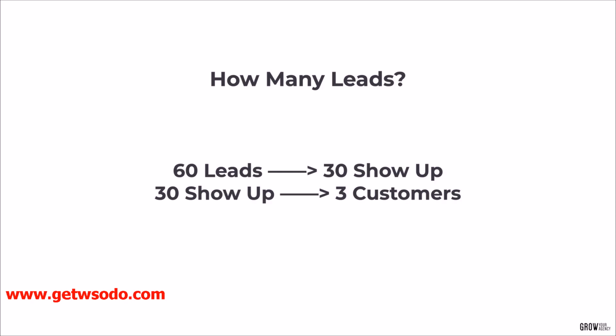So if we get 60 leads, we need 3 customers, okay? So we know that we need 3 customers and we can work backwards. If we need 3 customers, we know that only 10% of people that show up will become customers. So if we need 3 customers, then we need 30 show ups. Now, in order to get 30 people to show up, we know that there's a 50% show up rate. So that means that we need 60 leads. So 60 leads will turn into 30 show ups, and then 30 show ups will turn into 3 customers.